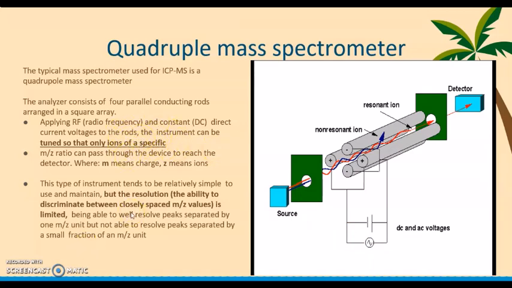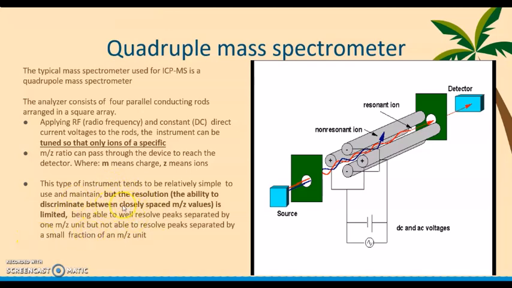Ngayon, meron din po siyang mga limitations. The resolution or the ability to discriminate between closely spaced mass o yung charge and ion is limited. So, pagdating po sa resolution niya, medyo limited yung mass spectrometer. Being able to resolve the peaks separated by one charge per ion, but not able to resolve the peaks that were separated by a small fraction of a charge over ion unit. Ayan. So, yun po yung limitation niya pagdating sa resolution.